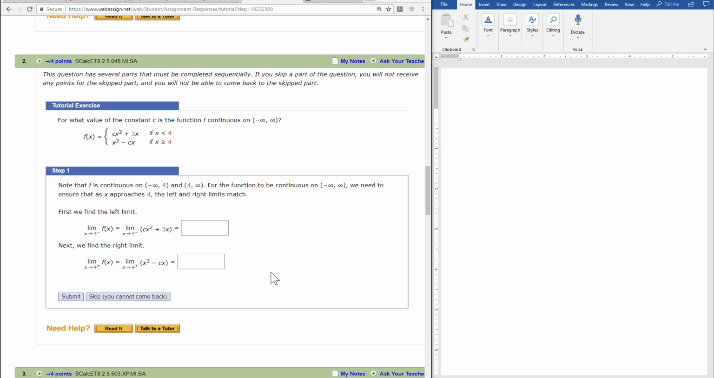This is a problem similar to your lab assignment questions. This is from section 2.5. It says here, for what value of constant c is the function continuous?